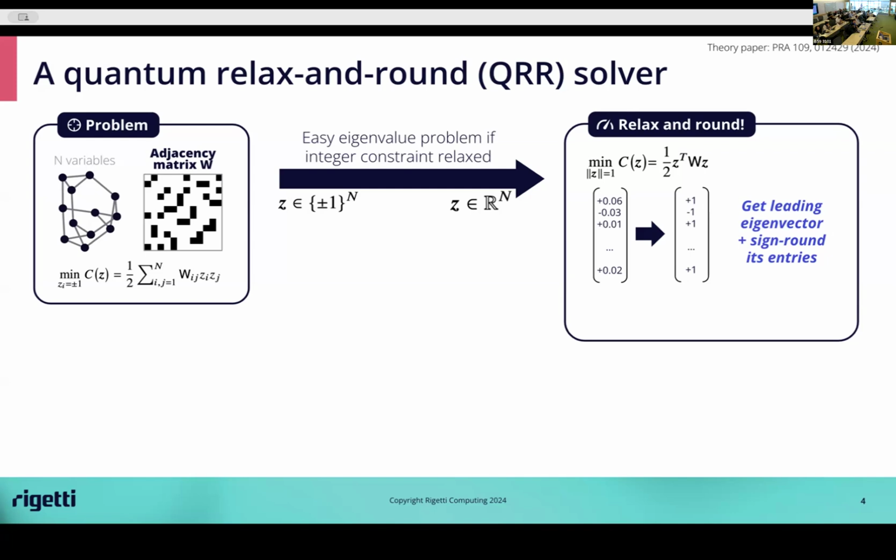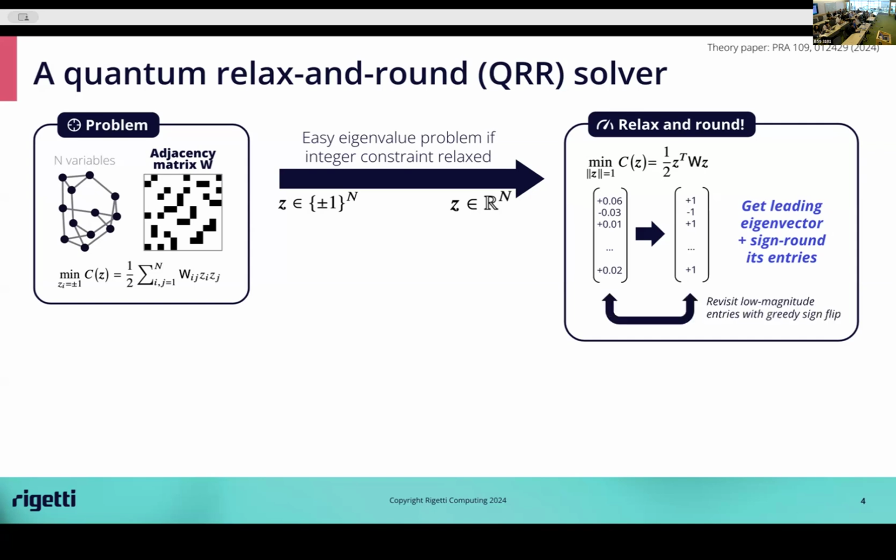Of course, if you do that, the solution that you get, your leading eigenvector, is not a valid solution with respect to the original problem, because the solution that you want is made of discrete variables. And so you need an extra step here to go from something continuous to discrete again. And a very simple strategy is to just sign round the entries of your leading eigenvector.